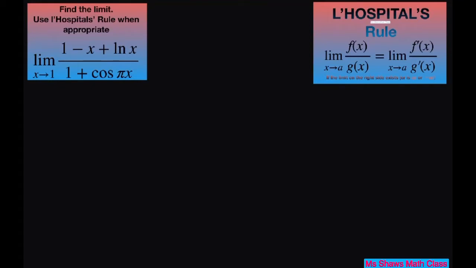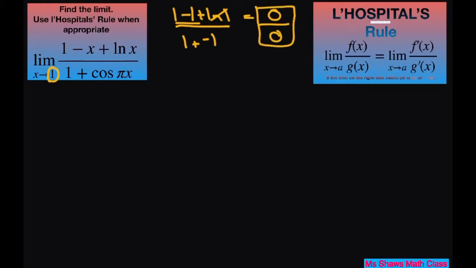Alright, so if you plug in the 1 here, you're going to get 1 minus 1 plus ln of 1. ln of 1 is 0. So we have 0 in the numerator. And then cosine of pi is negative 1. So for the denominator, we're going to have 1 plus a negative 1, which also gives us 0. So it's the indeterminate form 0 divided by 0, and we can use L'Hopital's rule.